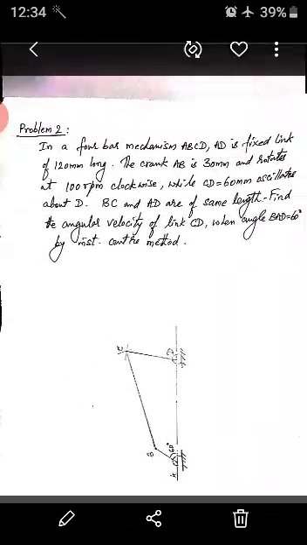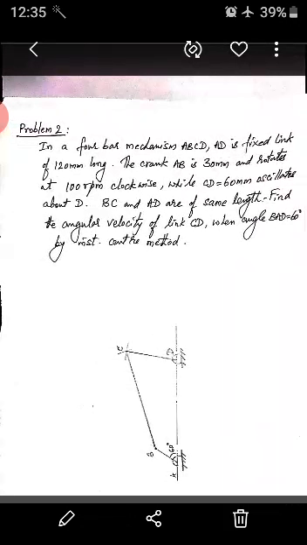In problem number 2, which I have taken from a question paper, it is told very clearly, in a 4-bar mechanism ABCD, AD is a fixed link. What is the length of fixed link AD? 120 mm. So I have drawn the figure to the scale 1:2. 120 mm means I have drawn 60 mm. So crank AB is 30 mm, so in my figure it will be 15 mm. 30 divided by 2, 15 mm.